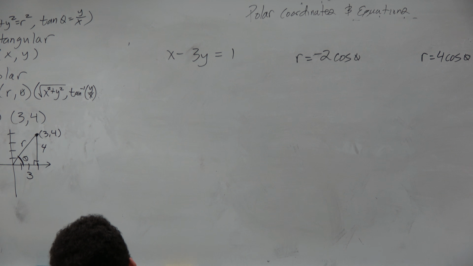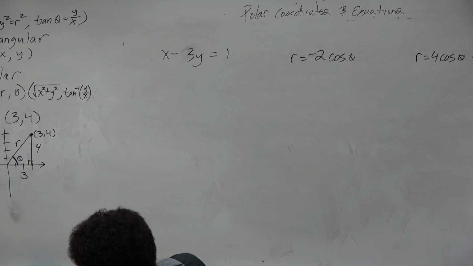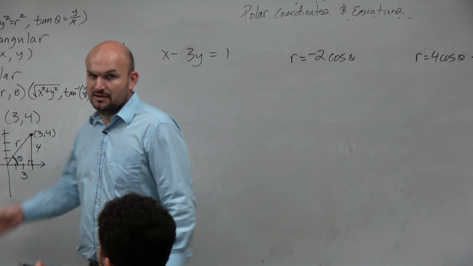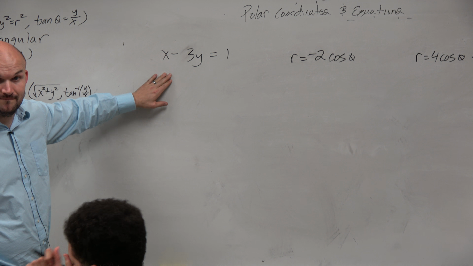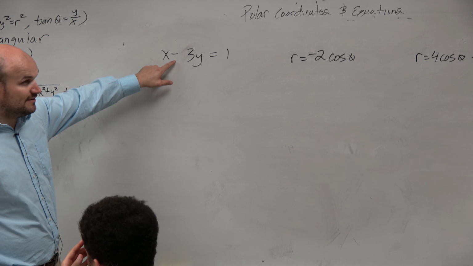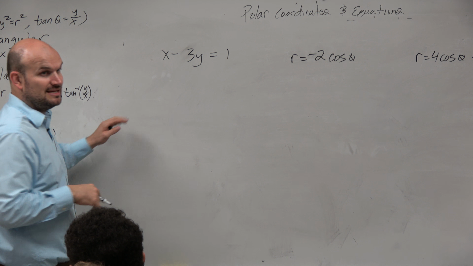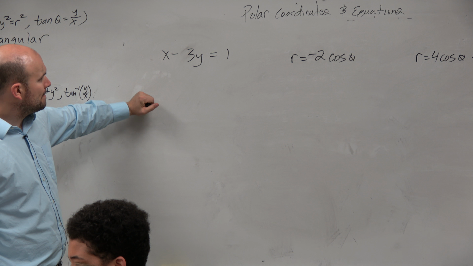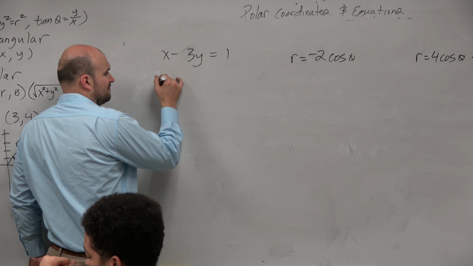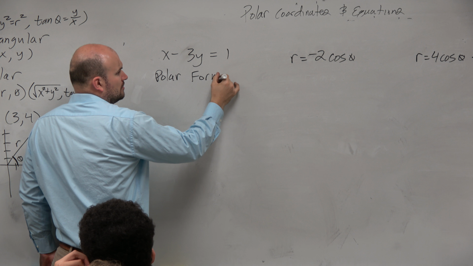If you guys can just follow these processes, I think it'll help you out. First of all, this is a rectangular equation because we can graph it on a rectangular coordinate system, right? Yes? And we know if we were to write this in slope-intercept form, this would represent a line, right? OK.